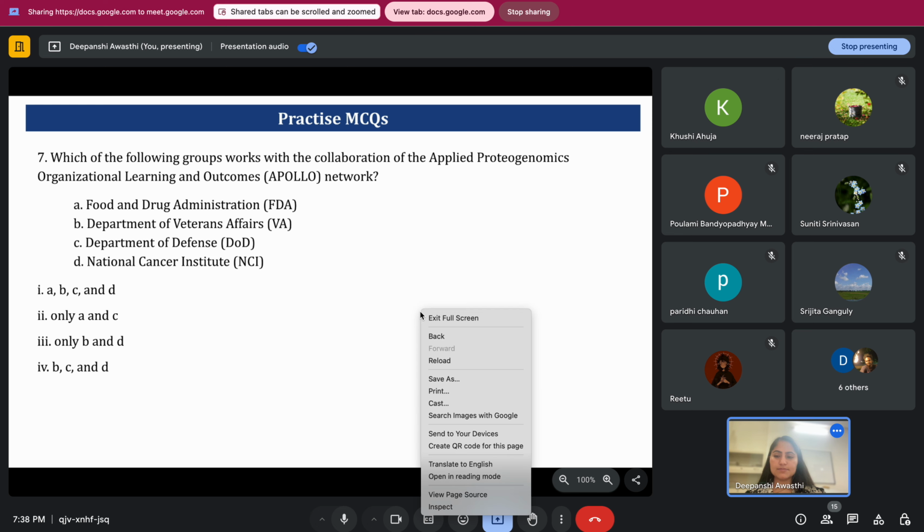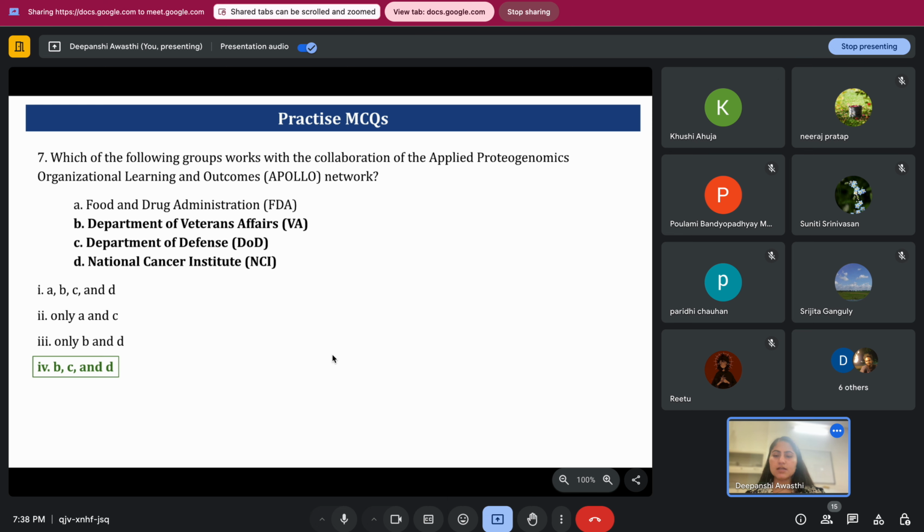Okay, so I will tell you. Yeah, so BCD is the correct option, because Food and Drug Administration is not part of Apollo network. But one more thing which I want to tell you, that when we talk about the Cancer Moonshot program, in that case, if you look at the different agencies which have collaborated, FDA is present. But if you talk about Apollo network, then FDA is not present. Then Department of Veterans Affairs, Department of Defense, and NCI have the collaboration in the Apollo network.